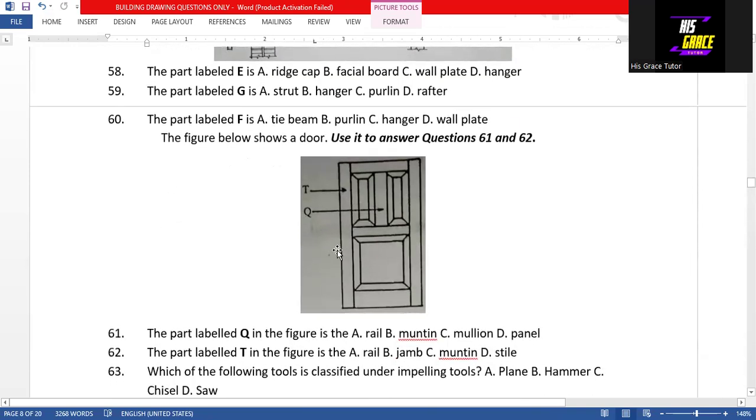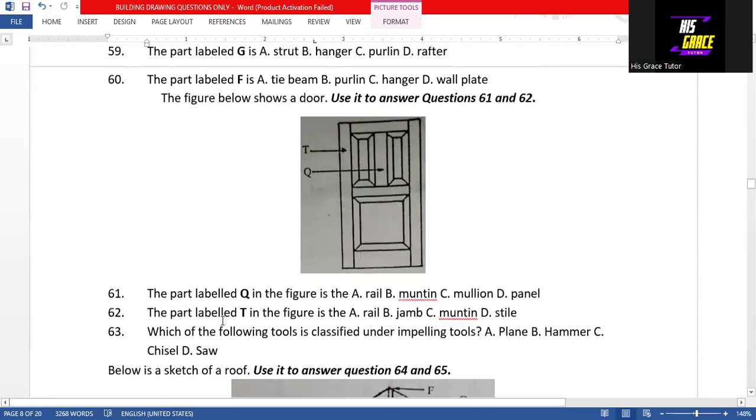Then we have to use this diagram to answer questions 61 to 62. Question 61 says that the part labeled Q in the figure is the mullion. So it is the mullion. That is option C, the answer to question 61. Then question 62, the part labeled T in the figure is, as we have, a style.